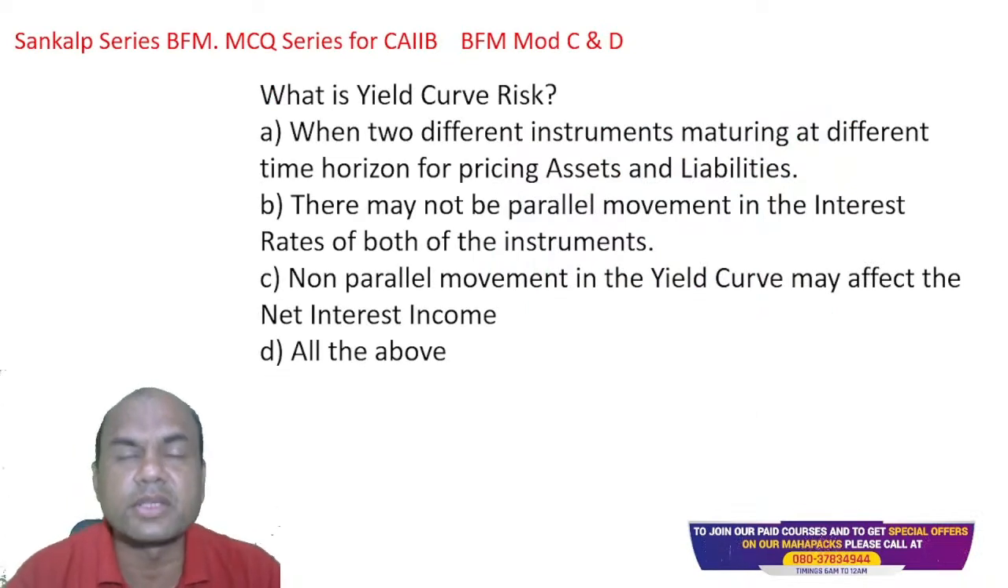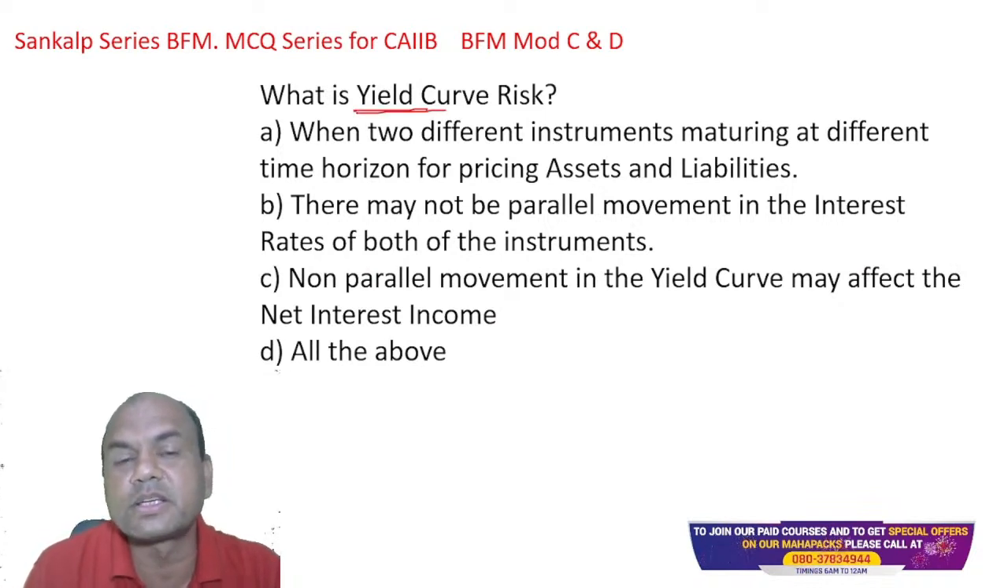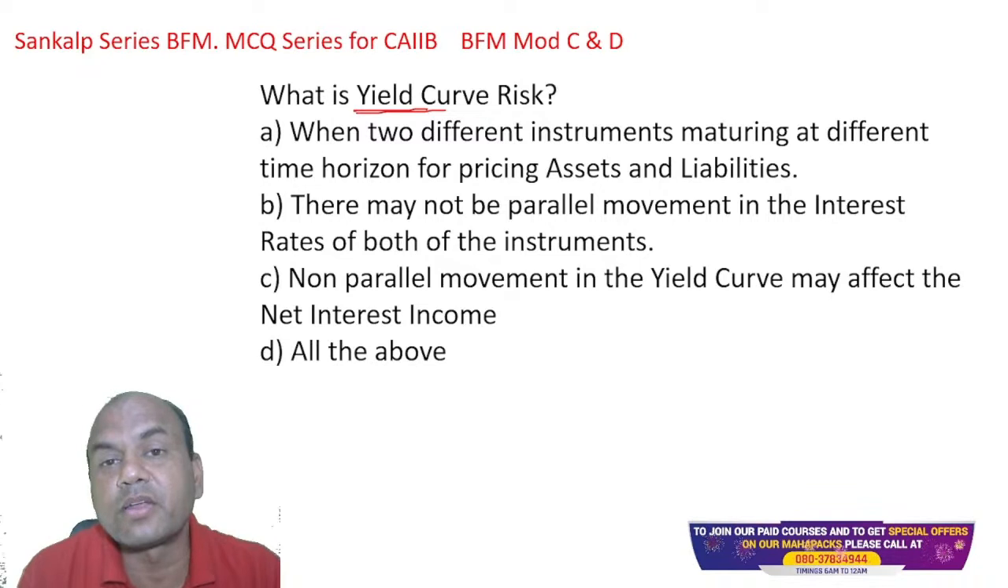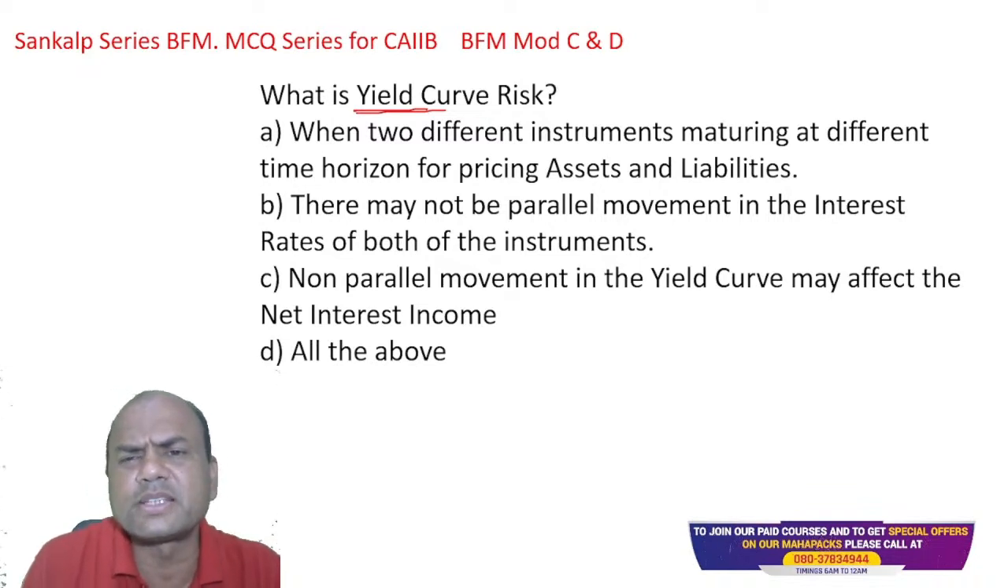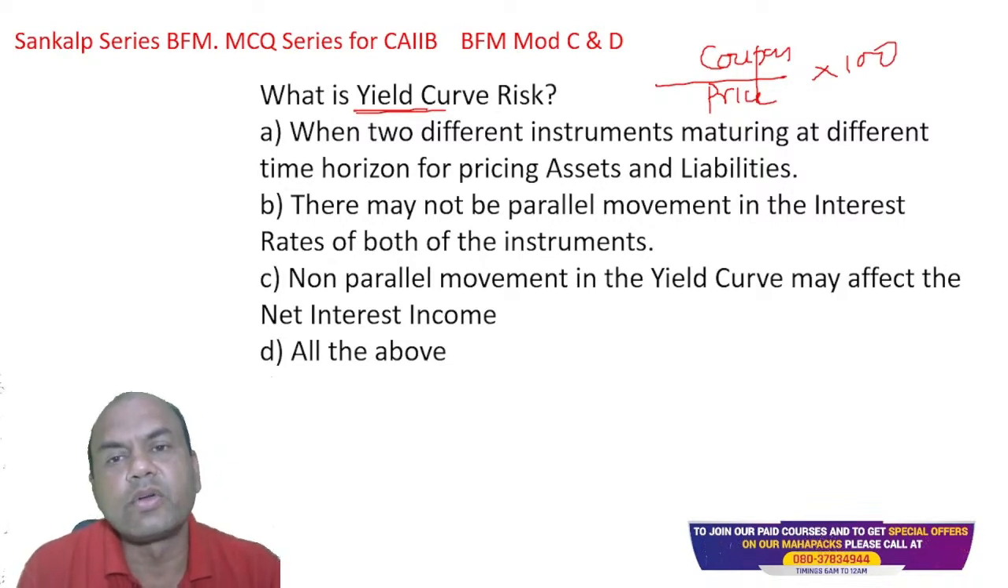What is the yield curve risk? Yield curve means it is yield. What is the yield? Yield means basically what are the returns I am getting from the bond. The formula is very simple: coupon upon price, into 100. Of course, everything is into 100 only. So this is yield. What is the yield curve risk?